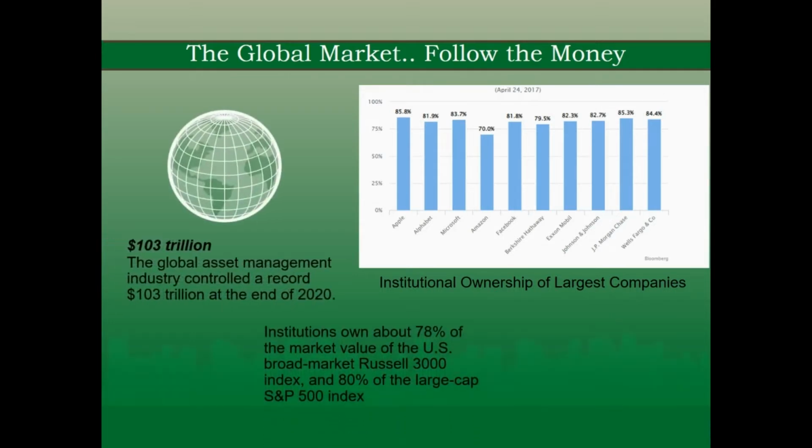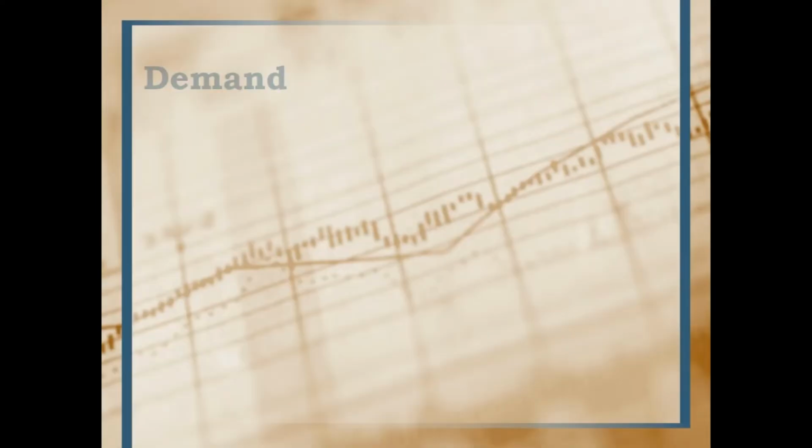What are we doing when we're trading supply and demand and looking at supply and demand? We're simply following the money. Institutions own the largest amount of shares. They own $103 trillion in the global asset management industry. As a matter of fact, institutions own about 78% of the market value of the U.S. Russell 3000 and 80% of the large cap S&P 500 index.